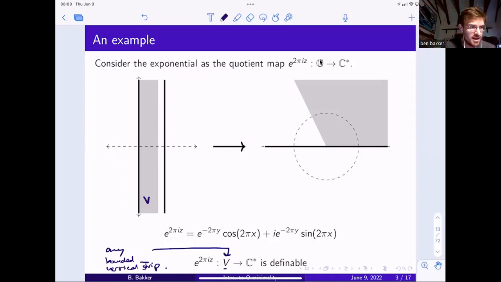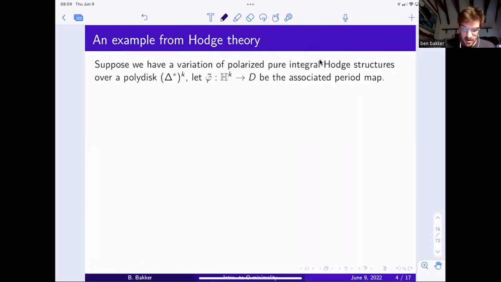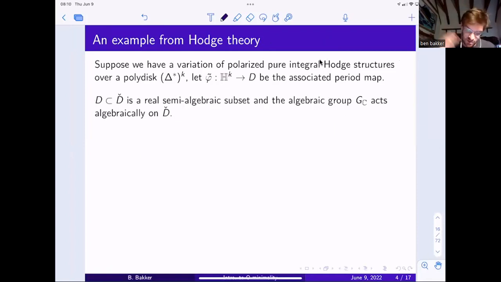So let me give a Hodge theory example that is in line with that, and hopefully this touches on notions that Matt already talked about this morning. Suppose we have a variation of polarized pure integral Hodge structures over a polydisk, and let's consider the associated period map to the period domain D. Then just as a recap, the period domain D is some real semi-algebraic subset of an algebraic variety parametrizing Hodge filtrations. And there's some algebraic group G floating around which acts algebraically on that flag variety.